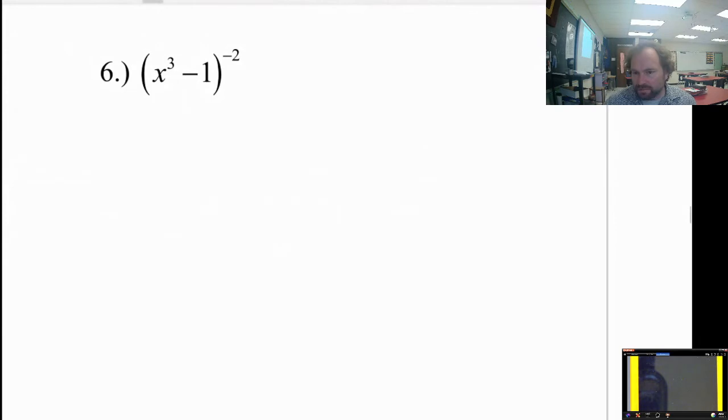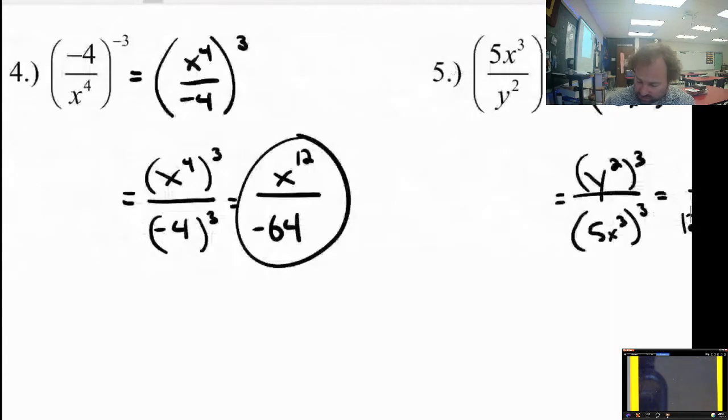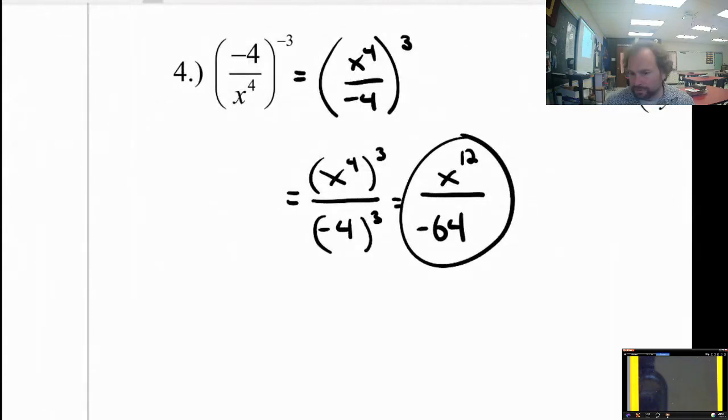It's a good idea to be familiar with your third powers up to 6, I think. 6 to the third is 216. 4 to the third is 64.